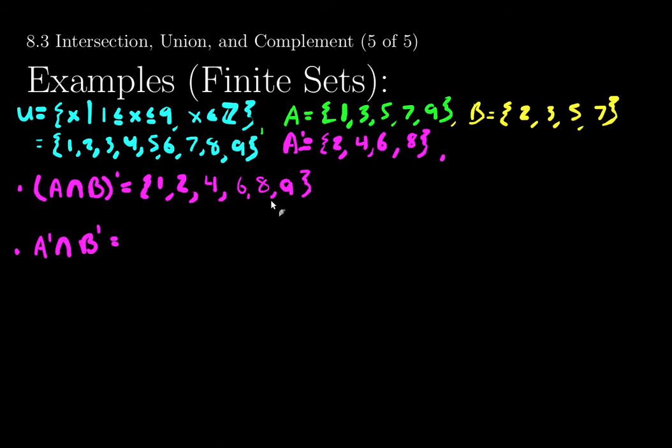And let's consider the complement of B as well. B does not have 1, so its complement will, but it does have 2 and 3. B does not have 4, does have 5, does not have 6, does have 7, but does not have 8 or 9. So the intersection between the complement of A and complement of B is what these two have in common, which is 4, 6, and 8.